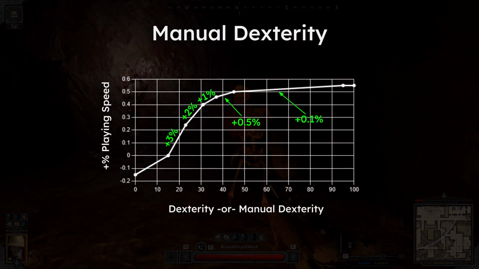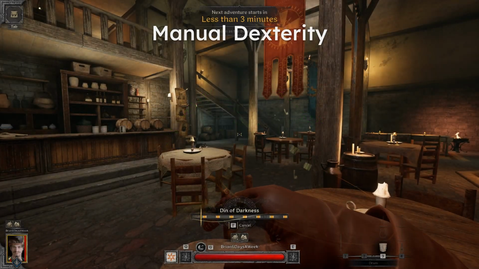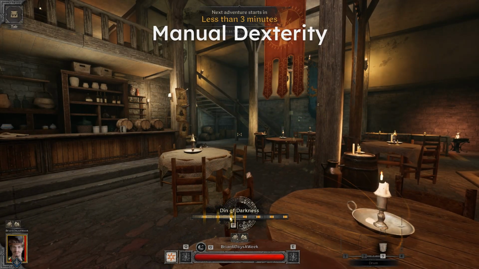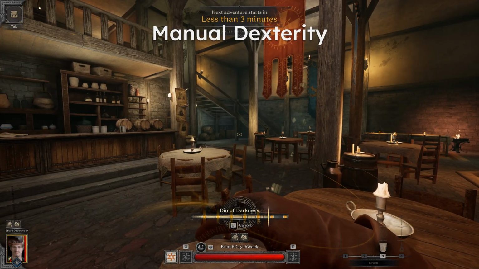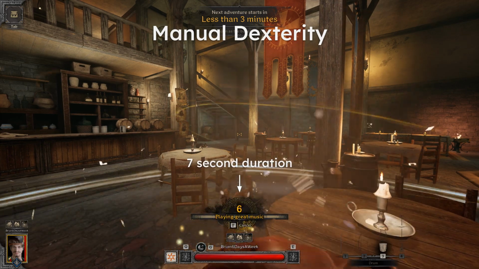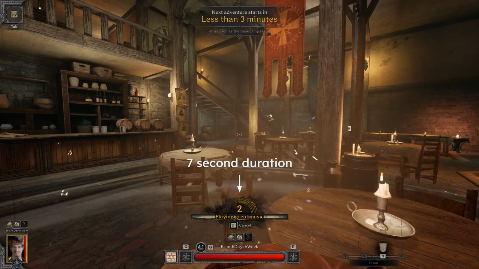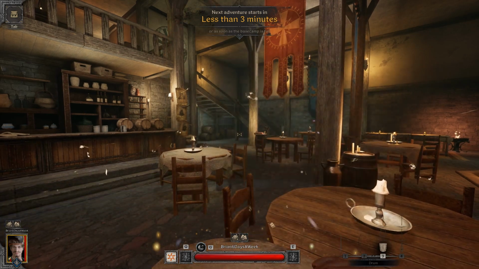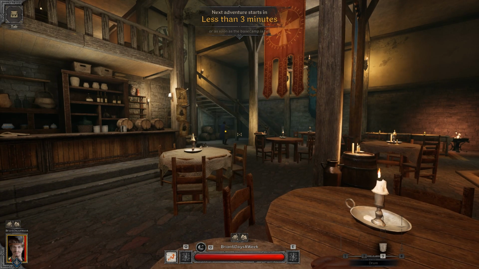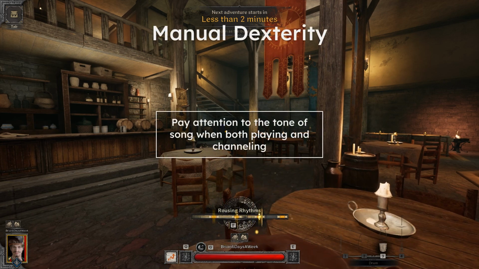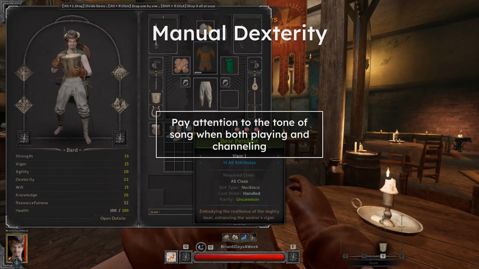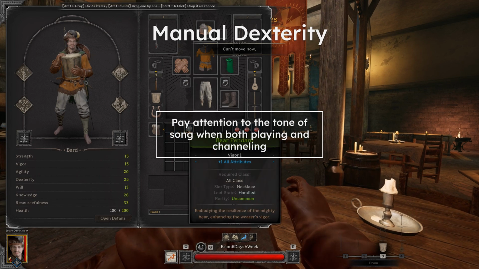The only real peculiar mechanic behind manual dexterity is that it will also increase your rate of channeling for any song that has a channeling effect, similar to how spellcasting speed increases the rate of channeled spells. So yes, Din of Darkness will benefit from this, as it increases the speed that the damage is applied, but Chaotic Discord and Peacemaking are penalized since their effective duration becomes reduced.